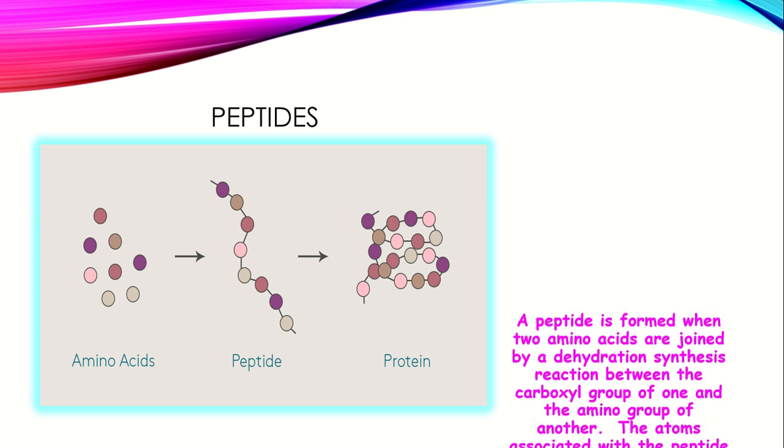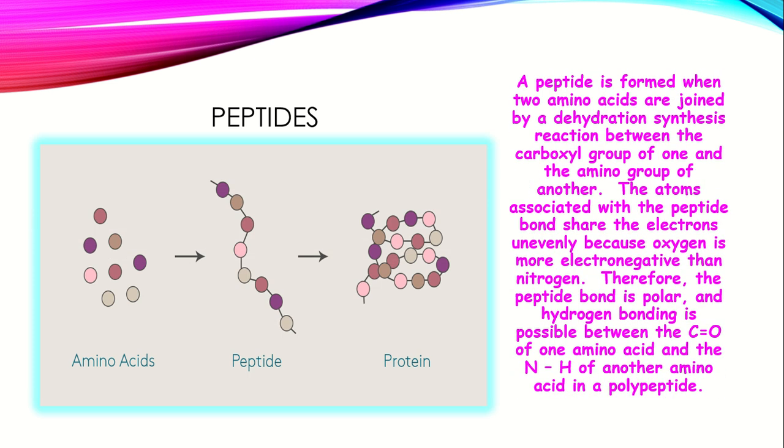Peptides. A peptide is formed when two amino acids are joined by a dehydration synthesis reaction between the amino group of one and the acid group of the other. The resulting covalent bond between two amino acids is called a peptide bond. A chain of many amino acids joined by peptide bonds forms a polypeptide.